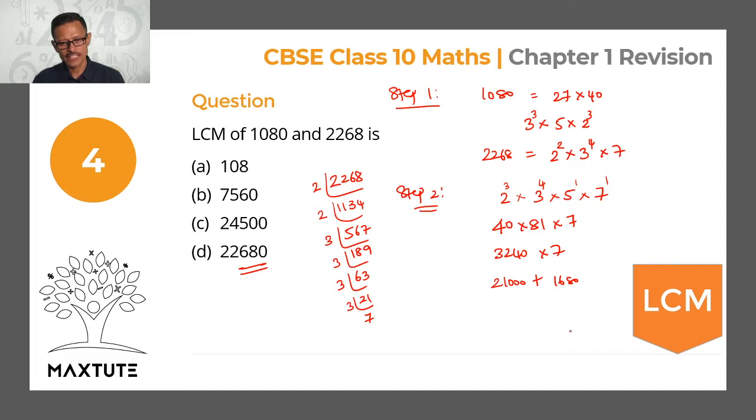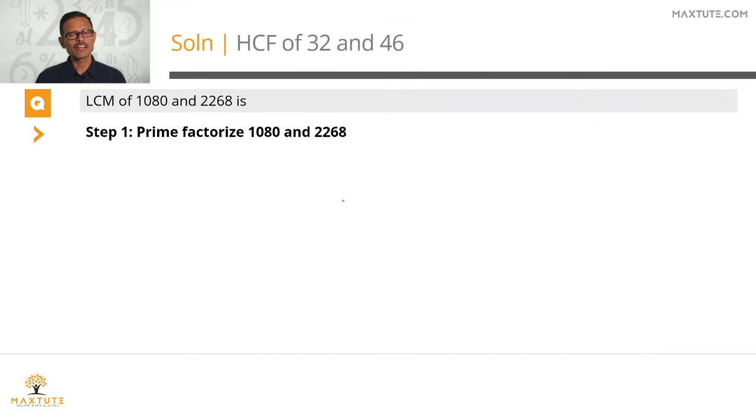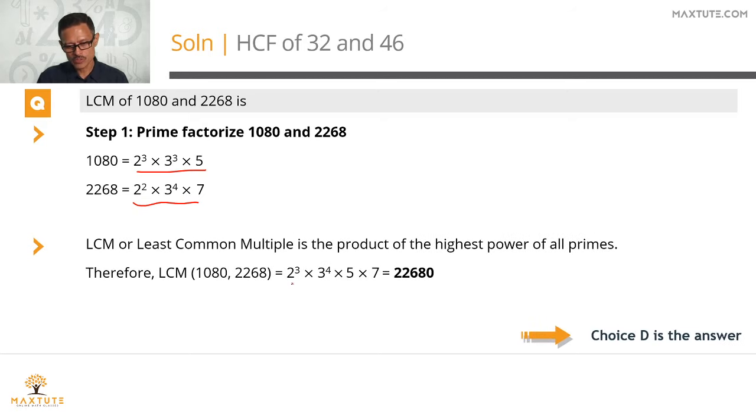Quickly summarize it in a printed form as we run through this process. Prime factorize both these numbers. One prime factorizes as 2 cube times 3 cube times 5. This one took a little longer for us: 2 square times 3 power 4 times 7. Picking all the prime numbers 2, 3, 5, 7, with respective highest powers 2 cube and 3 power 4, 5 power 1, 7 power 1. The product is equal to 22680. Choice D is the answer.